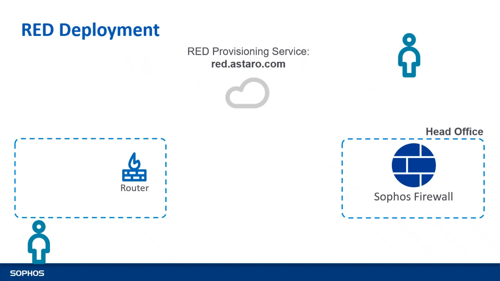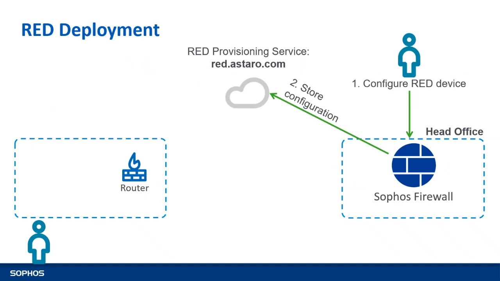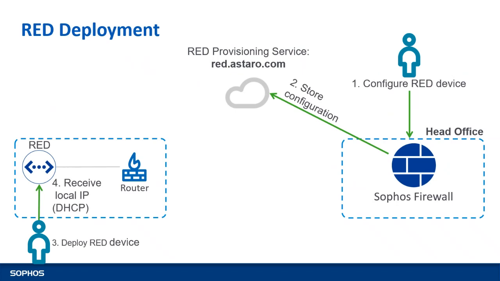Okay, so how can you implement a RED? It's easy. You can configure the RED in the firewall. You must provide a publicly resolvable hostname to which the RED will connect, and the IP address and the netmask of the RED interface that will be created in the firewall. You also enter the 15-character RED ID, which is printed on a sticker on the base of the RED. Okay, this is used to link the settings to the device.